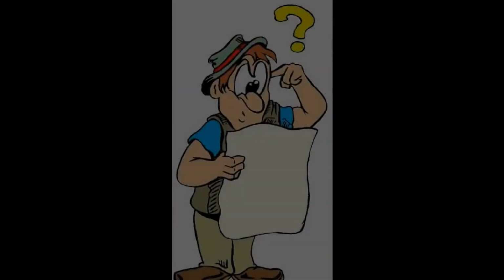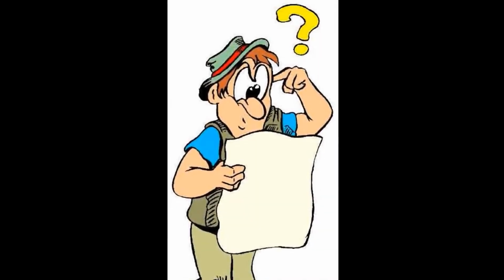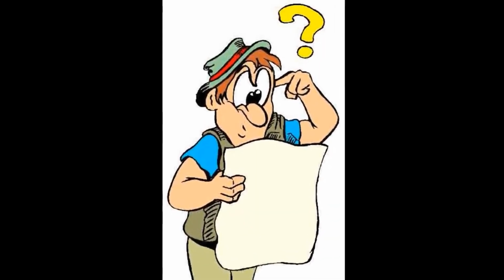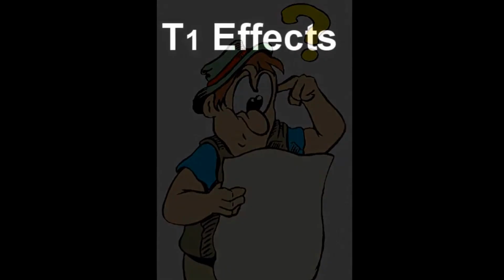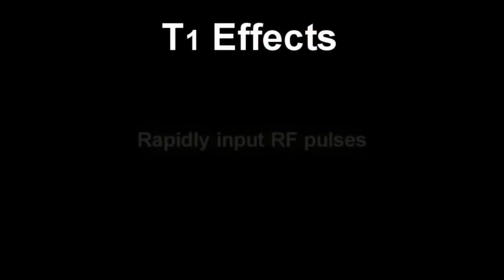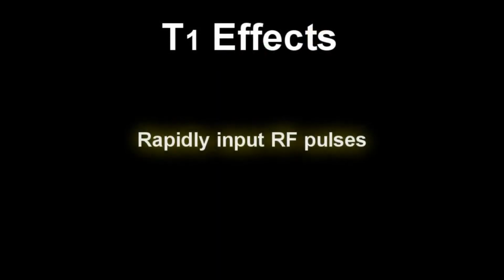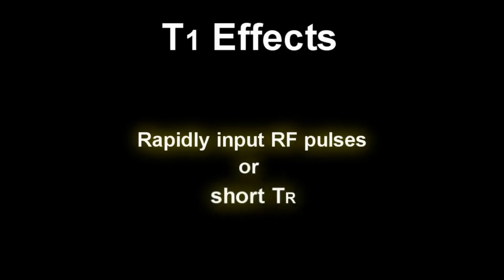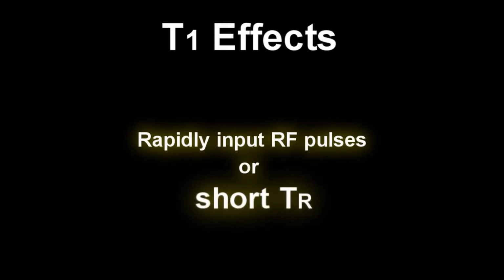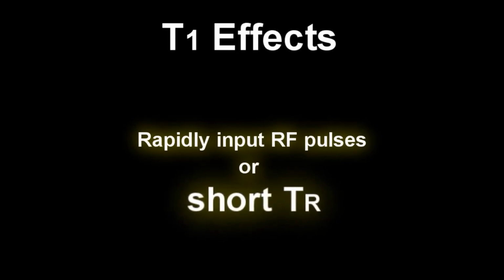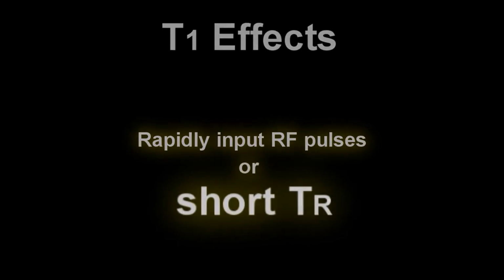Now, this is a difficult concept and you may have to listen to it a few times to get it to sink in, but to summarize, the T1 relaxation effects are accentuated by rapidly exposing the protons to radio frequency energy and keeping the spins in the high energy state, and thus reducing the effective longitudinal magnetization. Tissues that recover quickly will have a large signal, while those slow to recover will have a low signal.